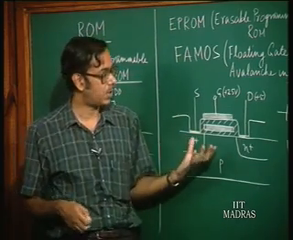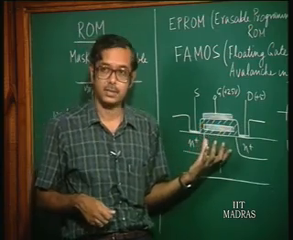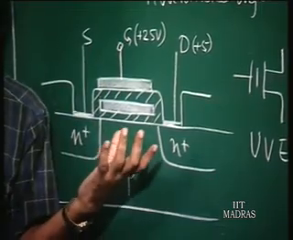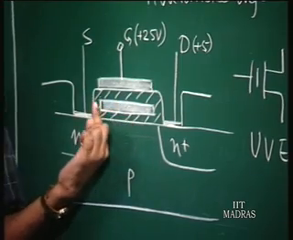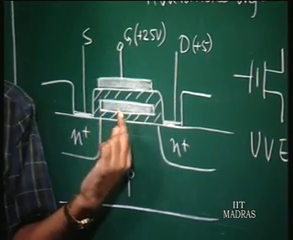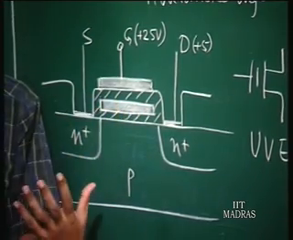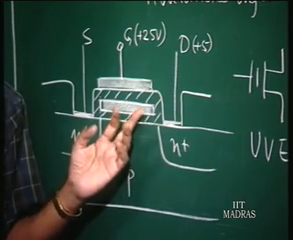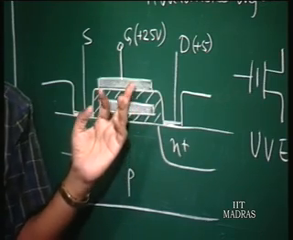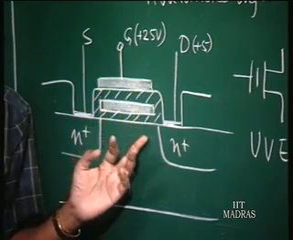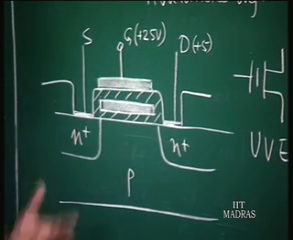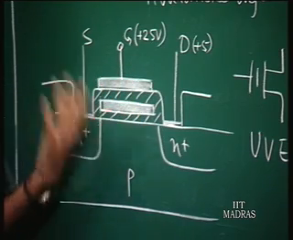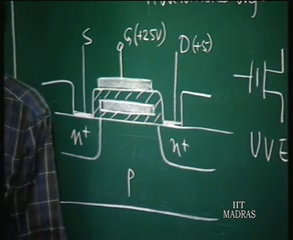So, basically, you have to take this chip and expose it to ultraviolet light. Once you do that, the electrons in the floating gate get excited because of the high energy they acquire, and they may overcome again the silicon dioxide barrier and move over to the silicon substrate or the control gate. And once they do that, you are reducing the threshold voltage again.